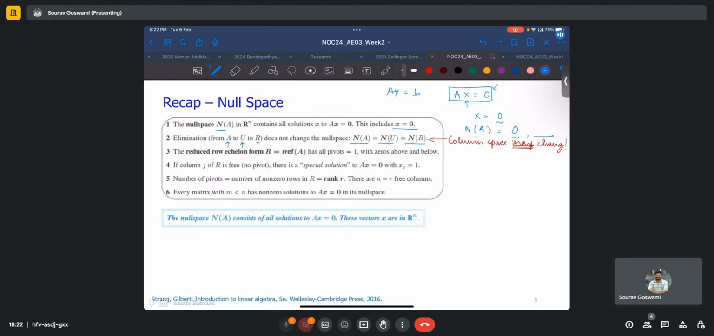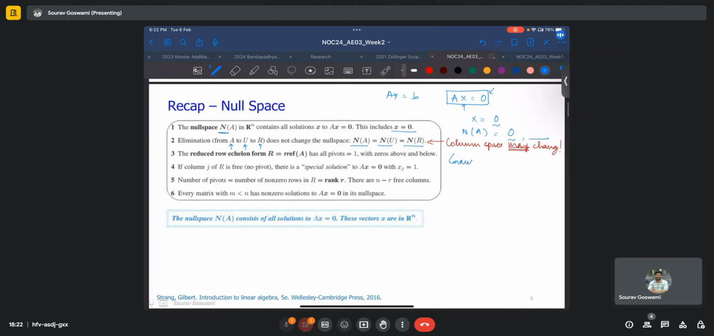Again, the reduced row echelon form R, which we obtain via Gauss-Jordan elimination. We looked at one example of Gauss-Jordan elimination in the past week, and this reduced row echelon form has all pivots equal to 1 with zeros above and below.